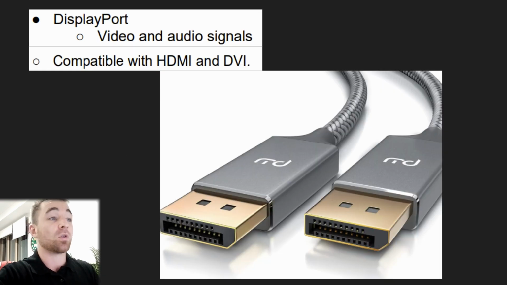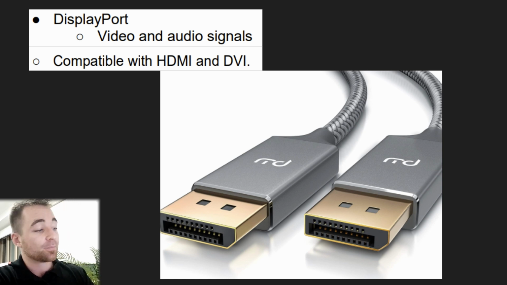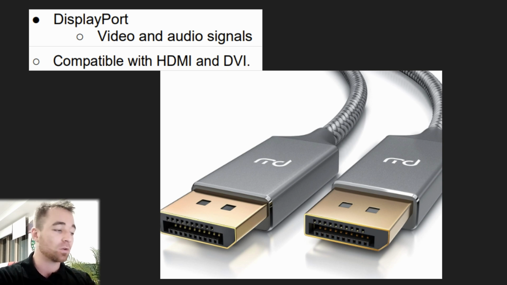Okay, DisplayPort gives video and audio signals and is compatible with HDMI and DVI. We'll talk about DVI next. Again, make sure you can visually identify it. You know that it's compatible with HDMI and DVI. You know that it does video and audio signals.